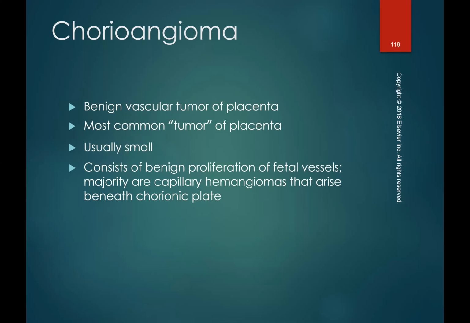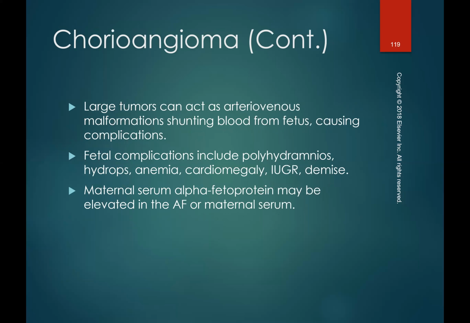A chorioangioma is a benign vascular tumor of the placenta. It's the most common tumor of the placenta. They're usually small, but they're usually growing on the chorion. Some fetal complications that can occur if they're very large are polyhydramnios, hydrops, anemia, cardiomegaly, IUGR, and demise.